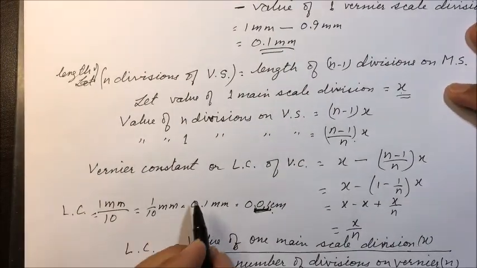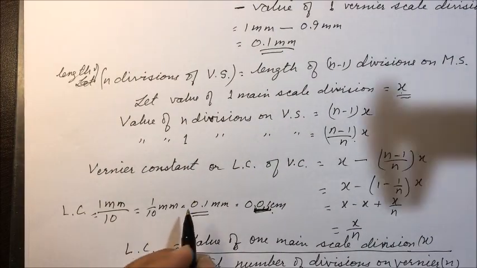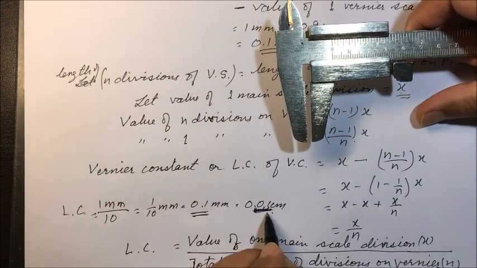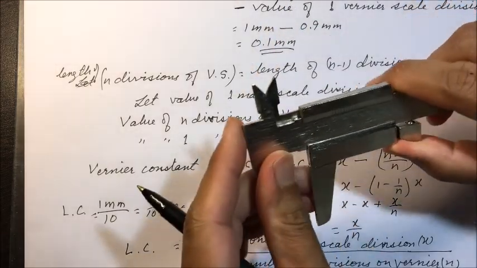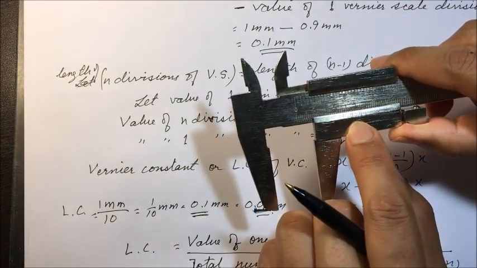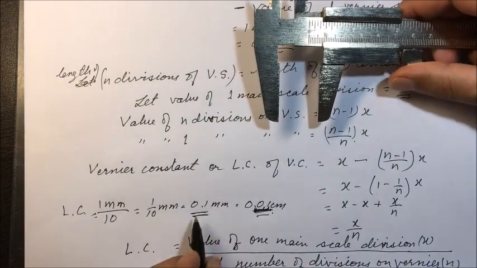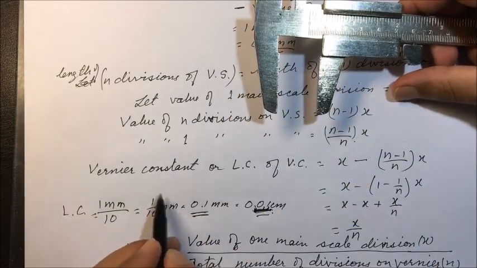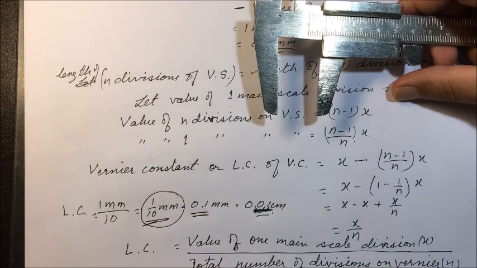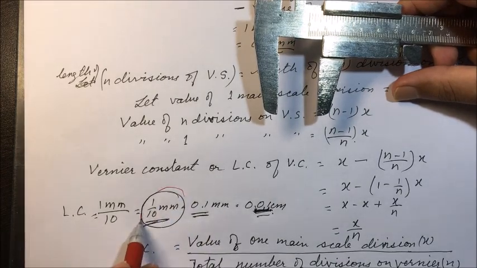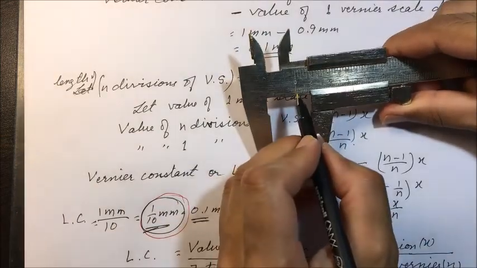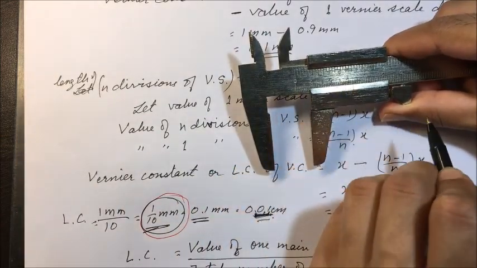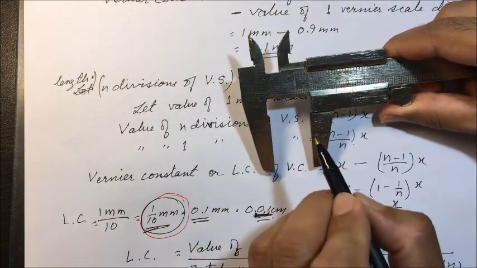So in our case, the least count for this instrument is 0.01 cm. Now I will show you how to measure using this vernier scale, and how we are making use of this 1/10 least count. How we are able to divide 1 mm into 10 parts using this vernier scale. This we will be discussing now.